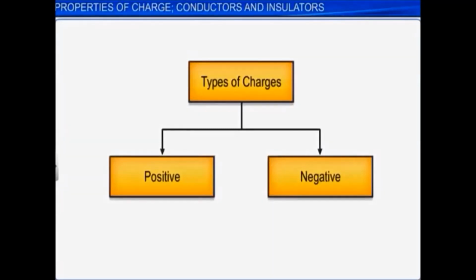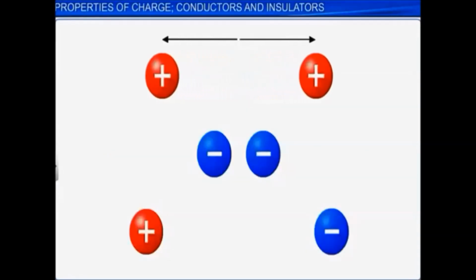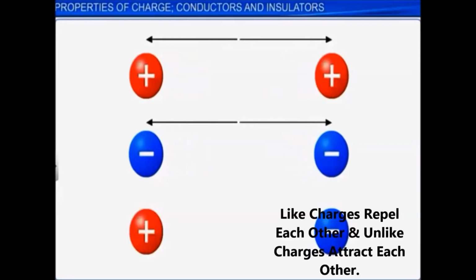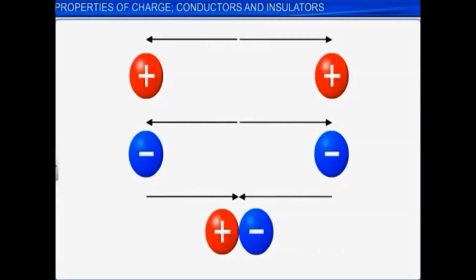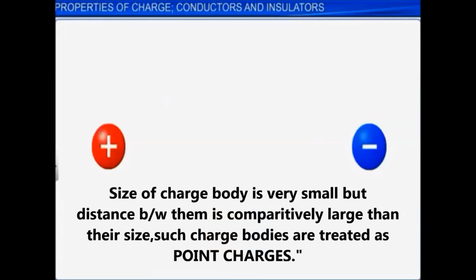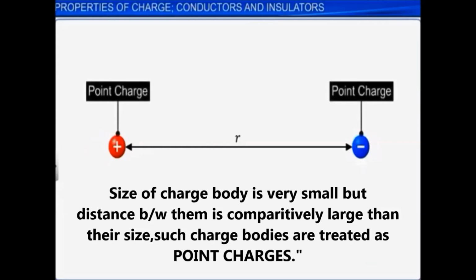Electric charges are conventionally called positive and negative charges, and like charges repel each other and unlike charges attract each other. However, if the size of the charged body is very small but the distance between them is comparatively large compared to their size, such charged bodies are treated as point charges.